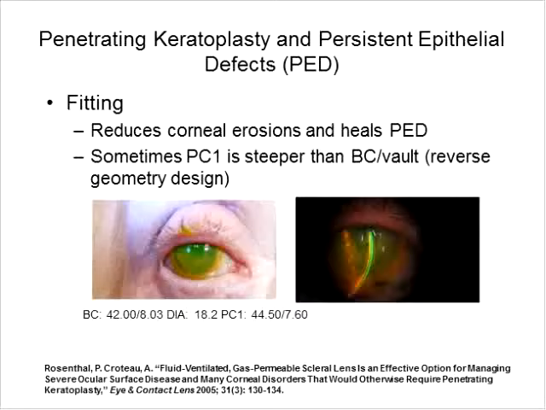This patient had a penetrating keratoplasty with persistent epithelial defects. The scleral lens helped with the severe dry eyes. A reverse geometry design was used in this case, where the first peripheral curve was about 2 diopters steeper than the base curve.